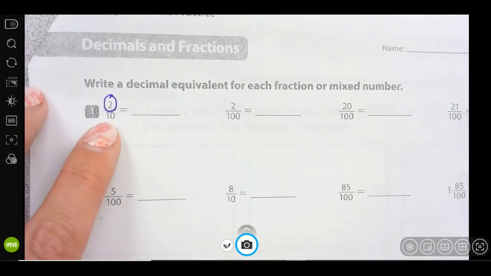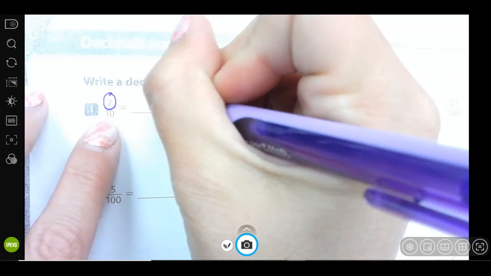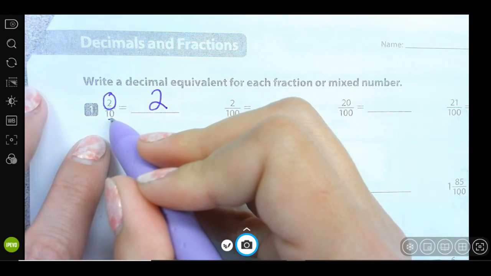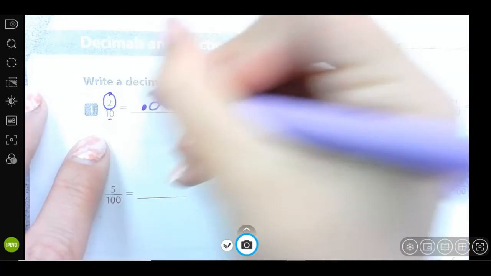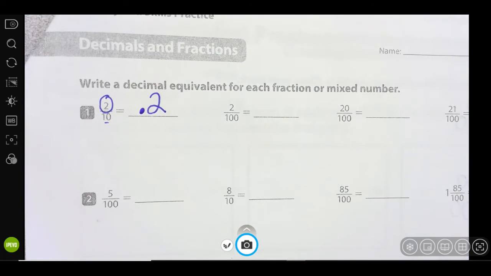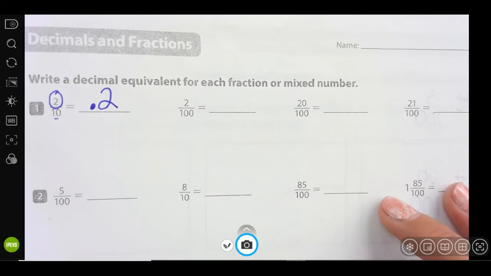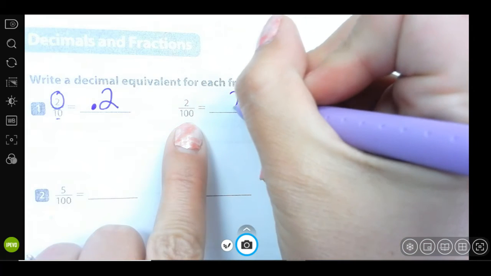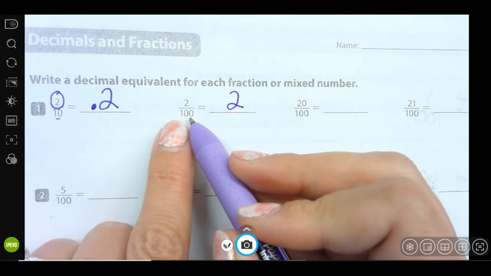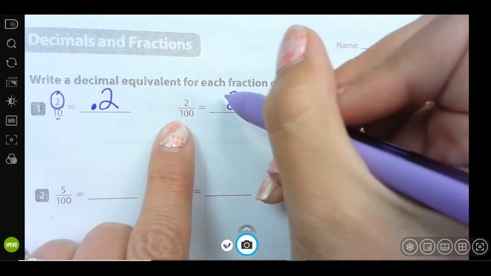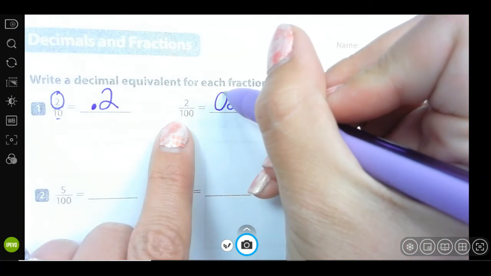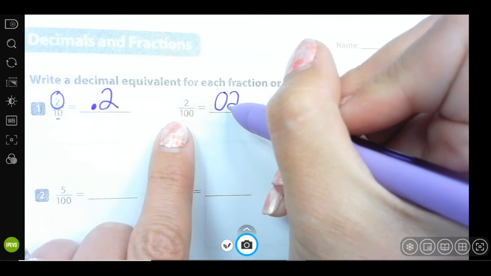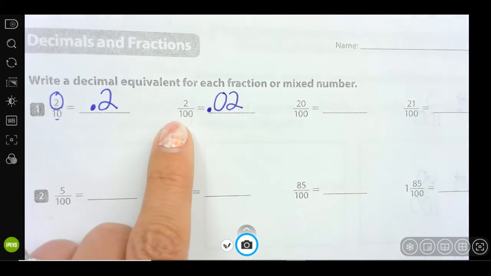So you always look at your numerator. What's the digit in my numerator? 2. So I'm going to write a 2 here. And this tells me that it's in what place? The tenths. So I'm going to put a decimal there. 2 tenths. Again, we have the 2, but what place value is it in? Hundredths. So I'm going to put a 0 here because the 0 is in the tenths and the 2 is in the hundredths.